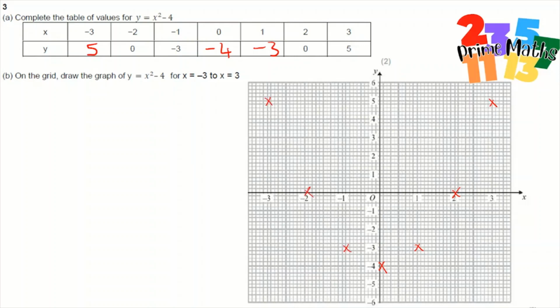We then connect these up with a smooth curve, which is tricky to do on a laptop. But make sure there's a smooth curve through all of the points.